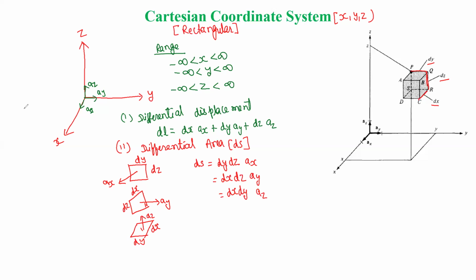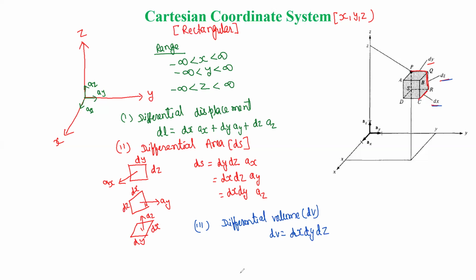The third one is the differential volume. You know about the cuboid. What is the volume of the cuboid? Length into breadth into height. So here, this differential volume: in this diagram, the length is dx, the height is dz, and the width is dy. So finally, the product of dx, dy, dz is going to give us the differential volume.